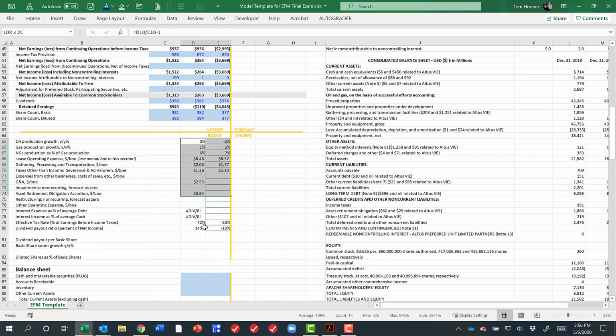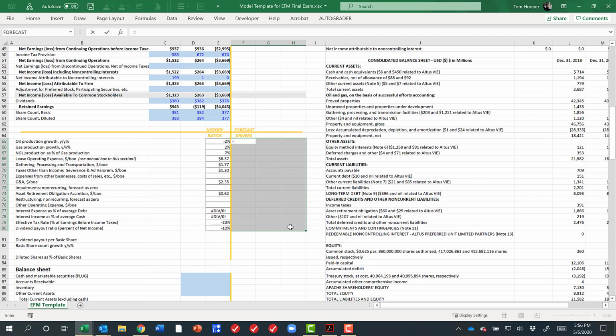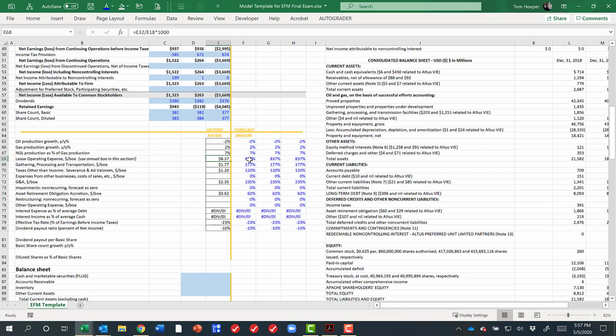So let me copy those forward. I'm going to get rid of these. And then these are the ones that we looked to fill out during the exam. So when you go to do your forecasting, you can say equals those with a control enter. And then you'll have the numbers that you need, although those should be in currency. All these dollar per barrel should be in currency. I'll fix that.